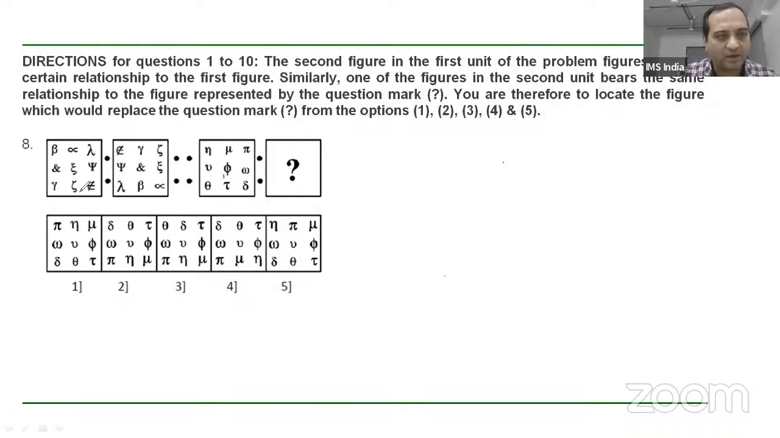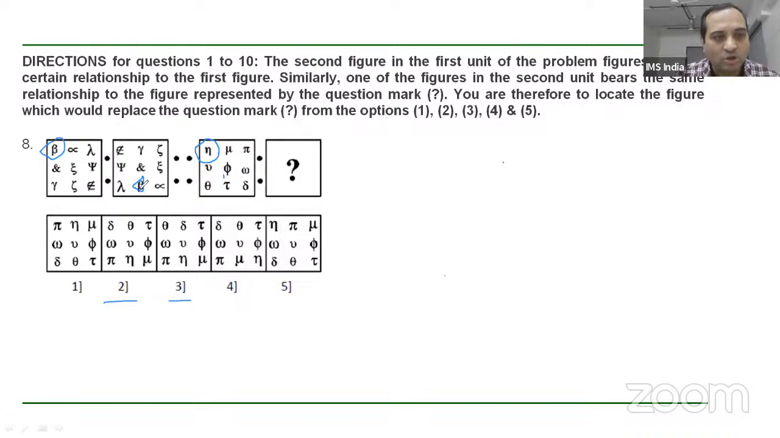If you check, this beta symbol comes to the bottom center. So this N should be at the center. So do you see, you will be left with only two options, option 2 and option 3. Now, if you look at the difference between option 2 and option 3, I can see the difference is in the top left element. Here I have a delta, here I have a theta.